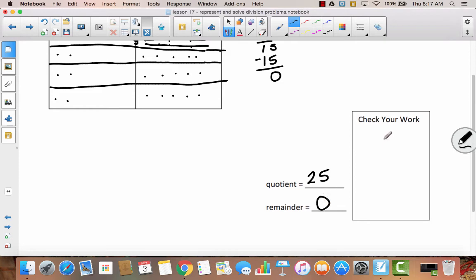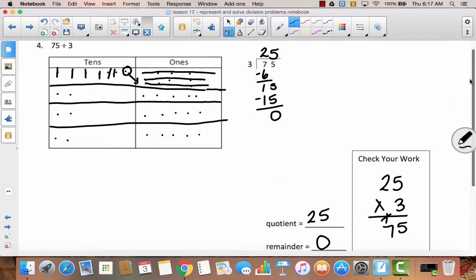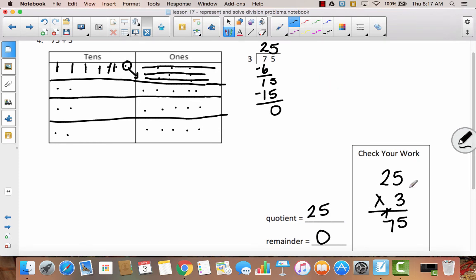So I'm going to check my work. My quotient was 25. I was dividing by 3, so I'm going to multiply by 3 to check my work. 5 times 3 is 15. 2 tens times 3 is 6 tens, plus 1 ten is 7 tens. That gives me 75. And 75 is the total that I began with up here. So this tells me that my answer is correct.